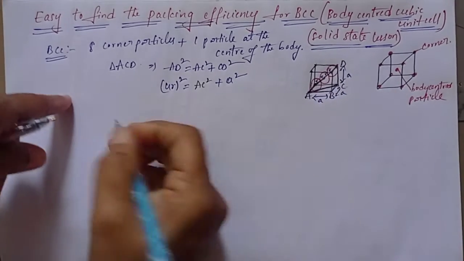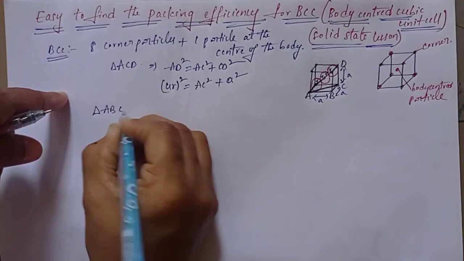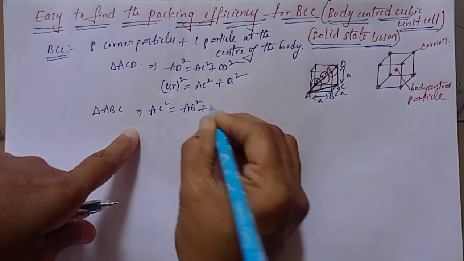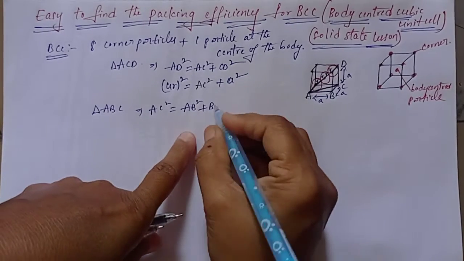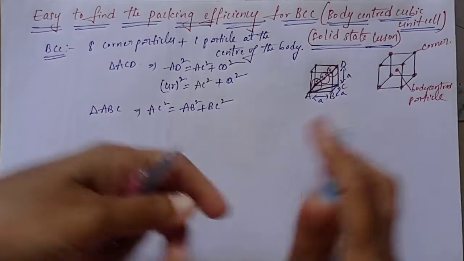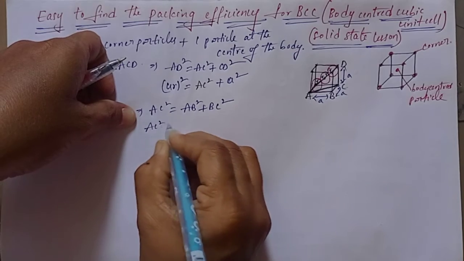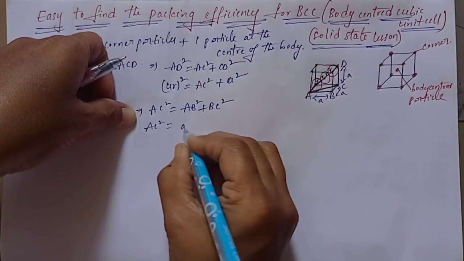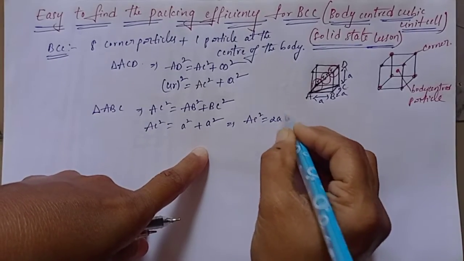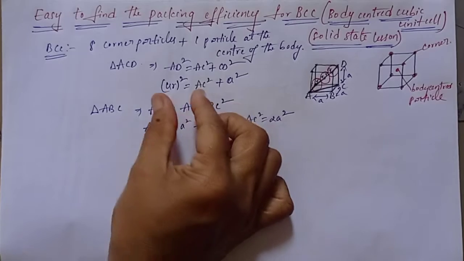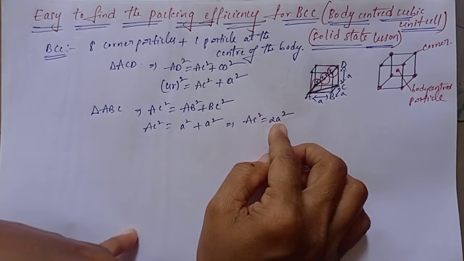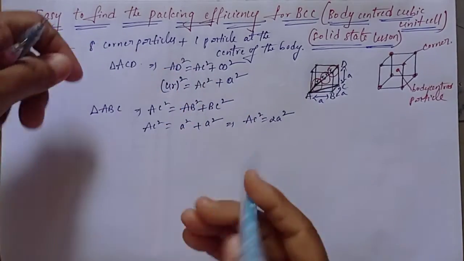From the triangle ABC, what can we write? AC square is equal to AB square plus BC square. AB value is a, BC value is also a. So a square plus a square, you will get AC square equal to 2a square. So this value please substitute here. Then what will you get, students?